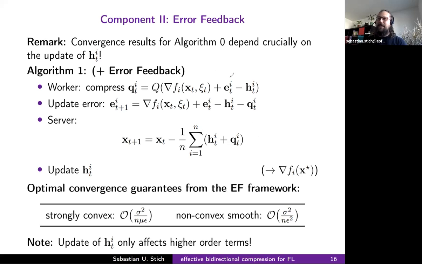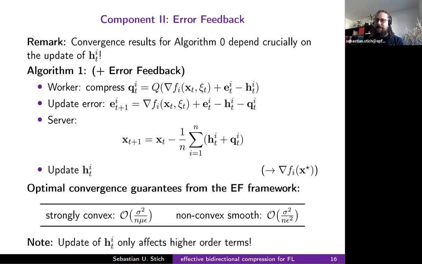So I'm now additionally adding this error accumulation vector. This vector keeps track, on every client, of the local error that has been made in the compression. Because we do many iterations, we can compensate for these errors over time.